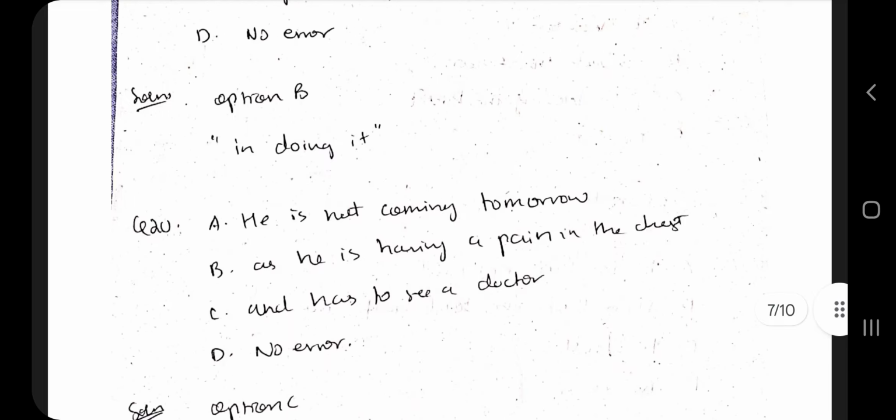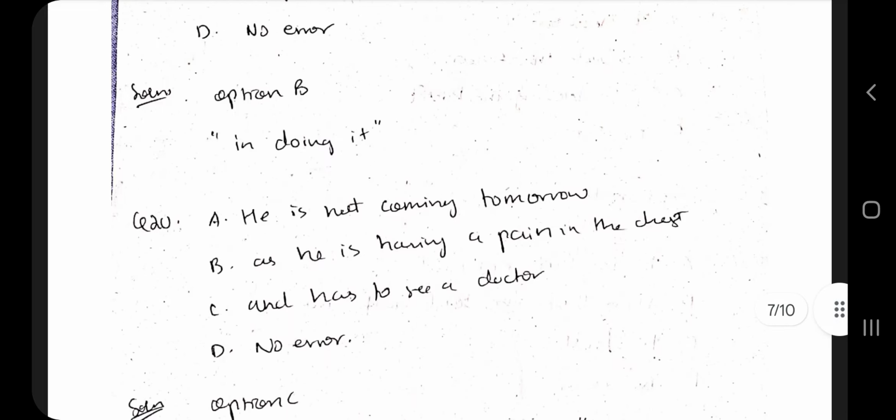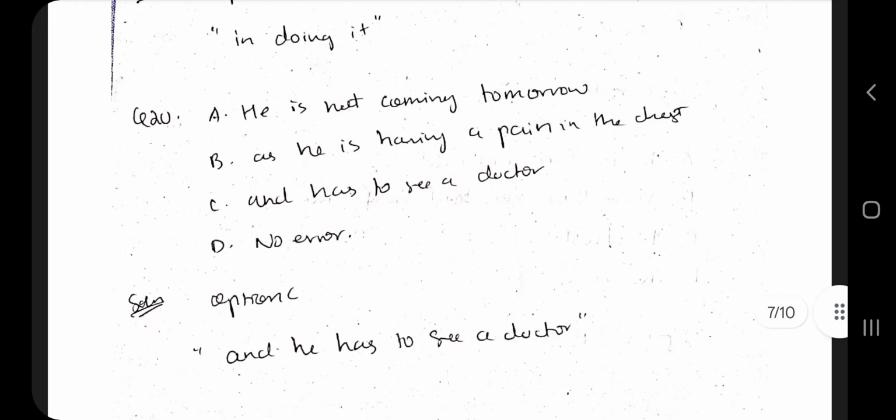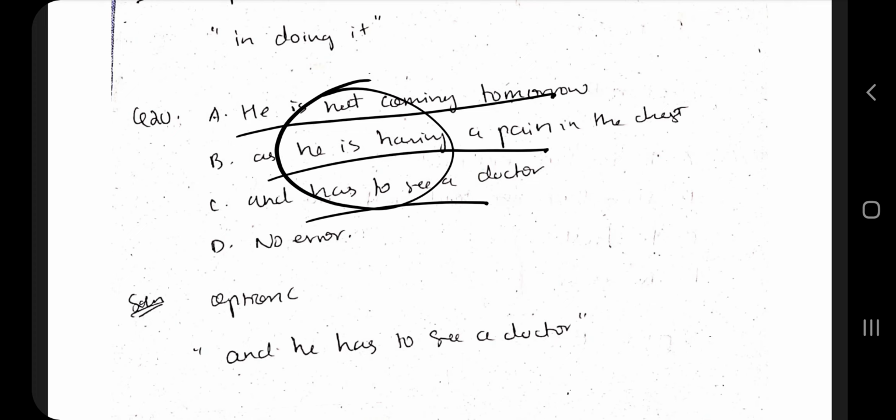He is not coming tomorrow as he is having a pain in the chest and he has to see a doctor. "Has to see a doctor" and "he has to see a doctor", yeah, that's the correct one. So the thing is that try to read the sentence in full speed, then you will get to know somewhere there is an error. Okay.